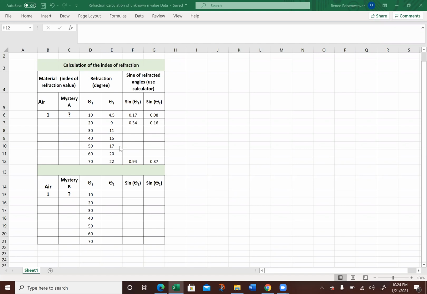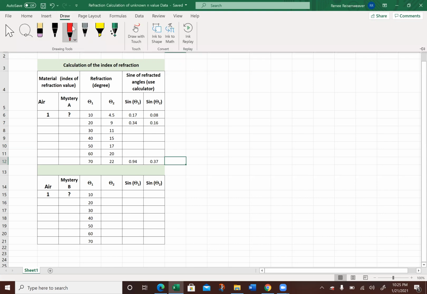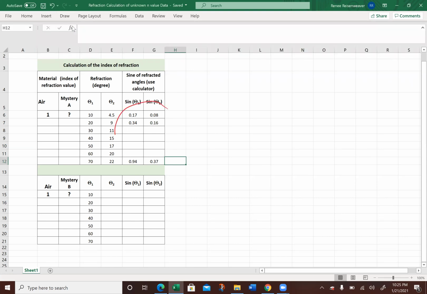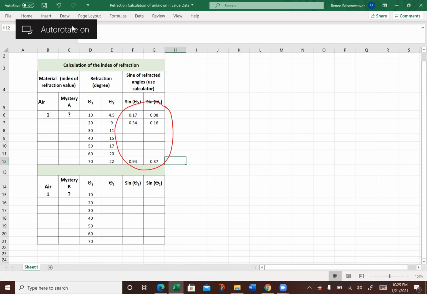The beginning, our values at the beginning: I got 70 degrees for mystery material A that it refracted at 22 degrees. Taking the sine of those, we would get 0.94 and 0.37. So what we are going to graph is all of this information right here. As you can see, the decimals are a little bit more challenging. So number one is we have to figure out exactly how we want to graph this material. How should we scale the axes and so on?